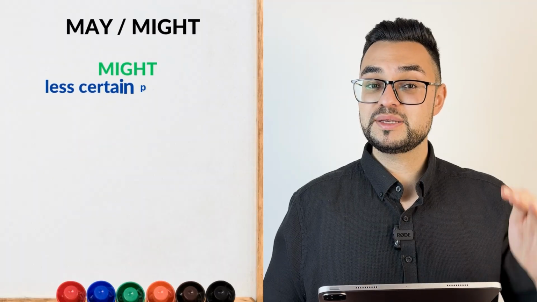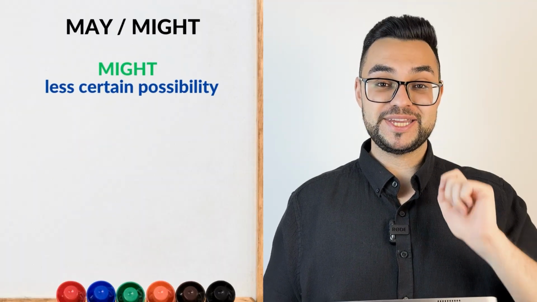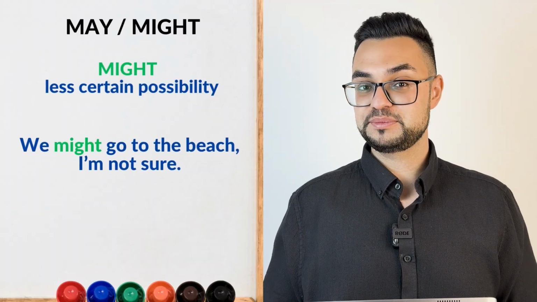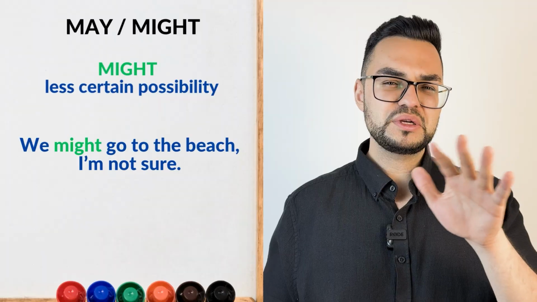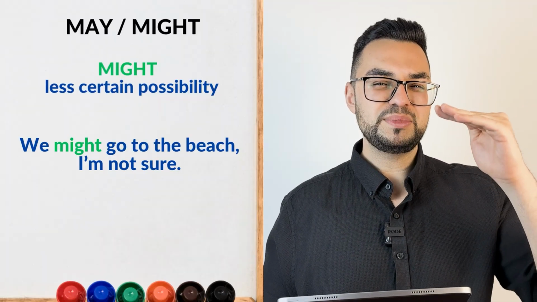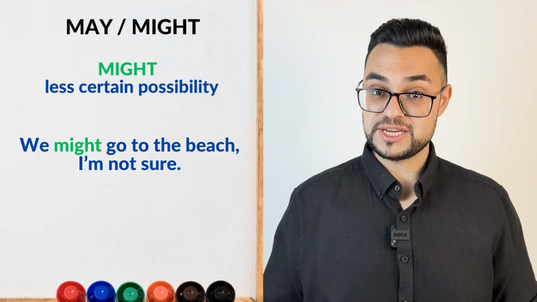Now, when the possibility is less, we can use might. For example, we might go to the beach. Here in this example, I'm not very sure if we're going to the beach or not. I'm less certain. That's why I'm using might.